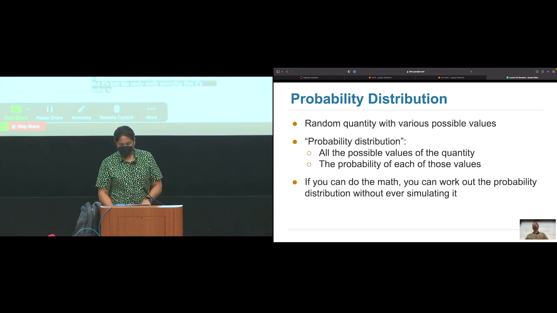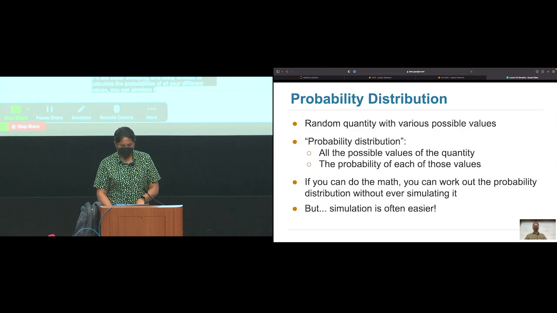So that's where Python comes in. If you have a random quantity like that, where it's super annoying and really difficult to calculate the probabilities of all your different values, you can simulate it. And we're going to do that a lot in this class, obviously. But oftentimes we'll find that simulation is just easier.